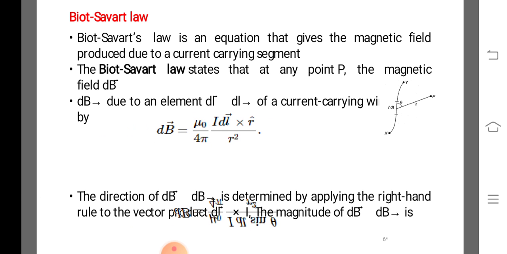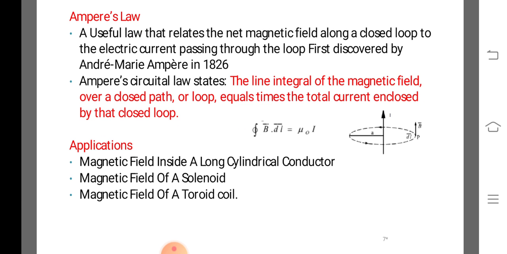Then we introduce Ampere's law or Ampere's circuit law. Ampere's circuit law states that the line integral of the tangential component of magnetic field intensity H over a closed path in a magnetic field is equal to the current enclosed by the closed path. In other words, the circulation of H equals I enclosed. So, closed line integral H dot dl equal to I enclosed.